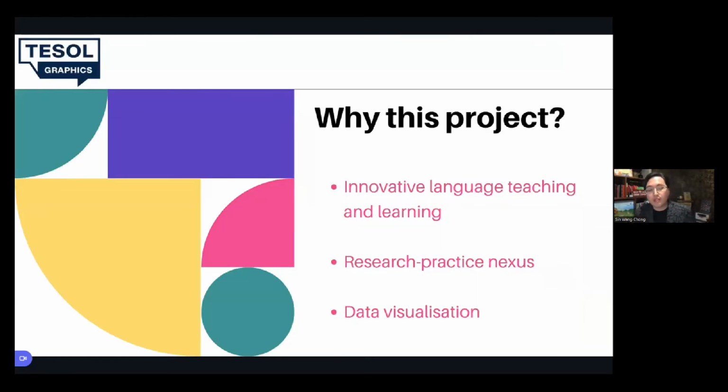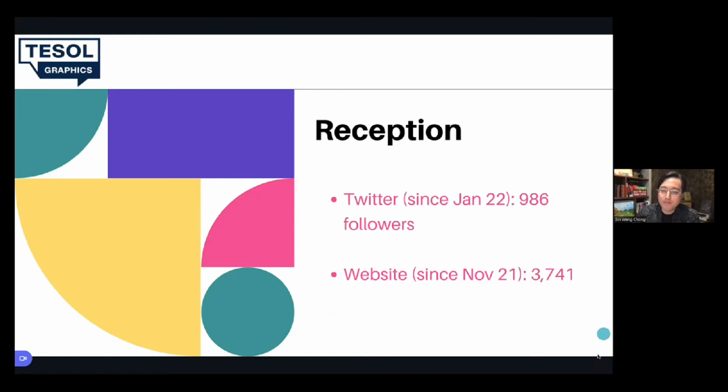And why this project? As I mentioned, it's really not just for creating something out of the blue, but really to harness the potential of data visualization, how we can visualize data in a way that could help practitioners understand it, and how to facilitate those research-practice dialogues. I'm going to show you some examples of dialogues, and of course, promoting innovative language teaching and learning practices. I mean, being an editor of a journal that focuses on innovation, I think that's very, very important.